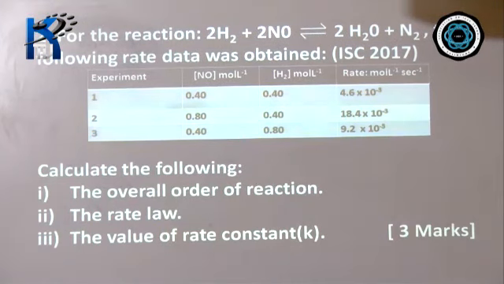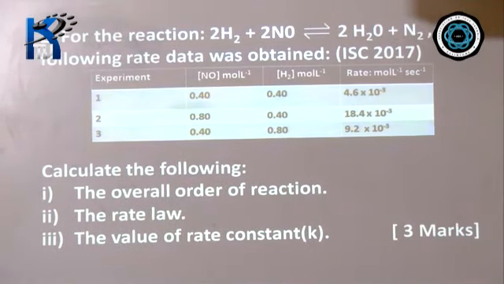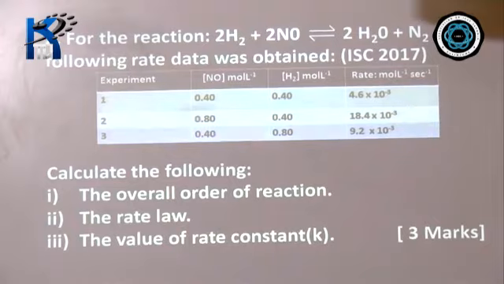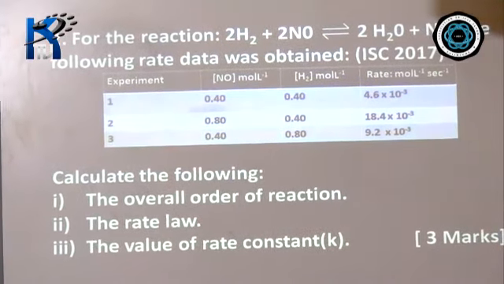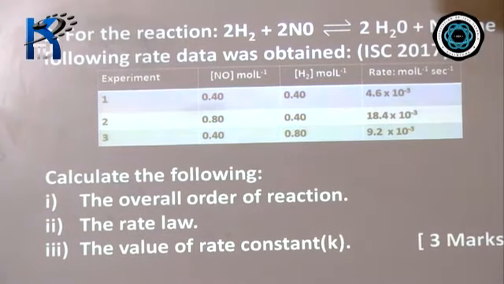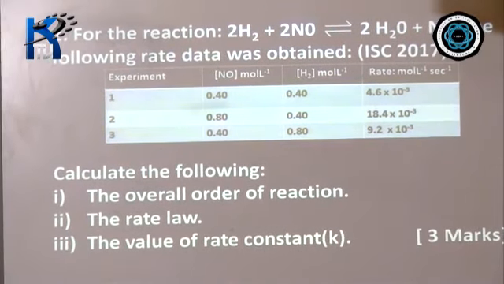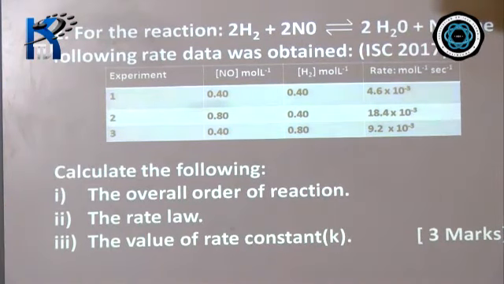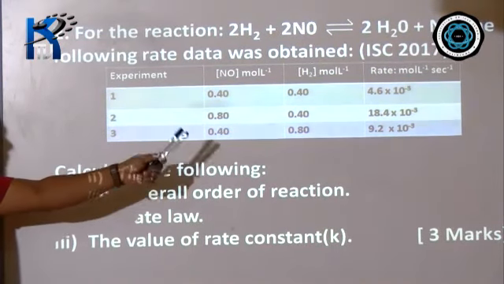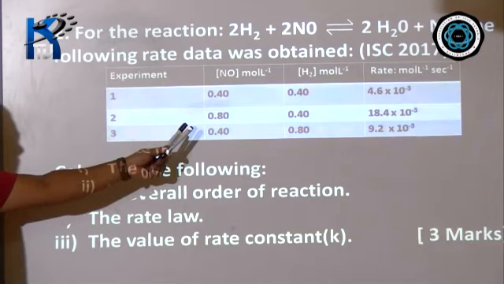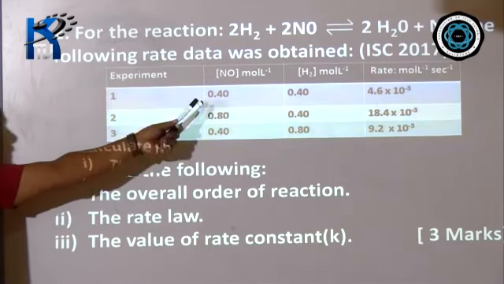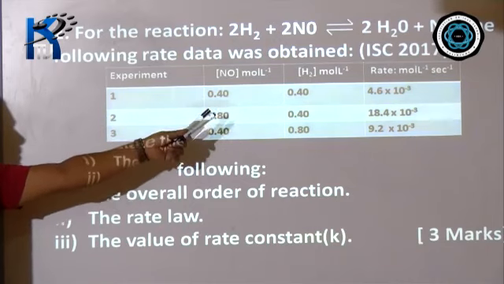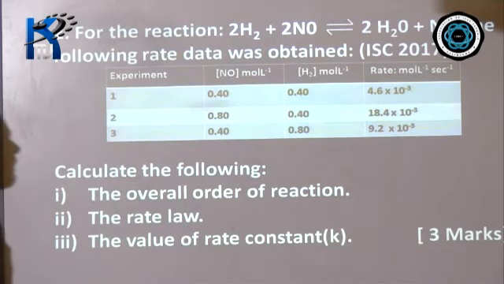Okay, now we will see another question which came in ISC 2017. The reaction is given to you as 2H2 + 2NO ⇌ 2H2O + N2, and the data are here. Experiments 1, 2, 3 are given, with the rate, nitric oxide (NO) and hydrogen values. The unit of concentration of NO is given in mol L⁻¹, hydrogen is also given in mol L⁻¹, and the rate is given in mol L⁻¹ s⁻¹.